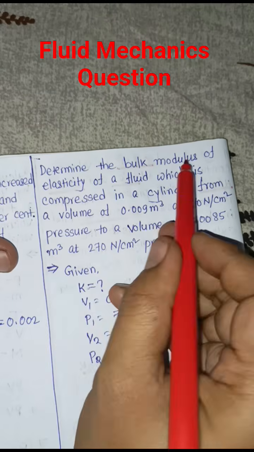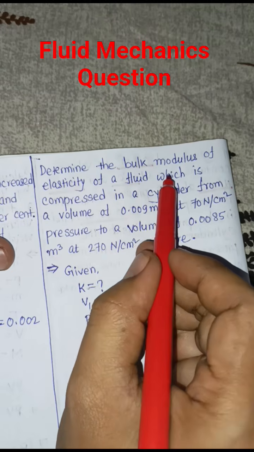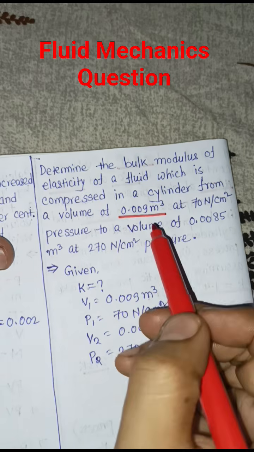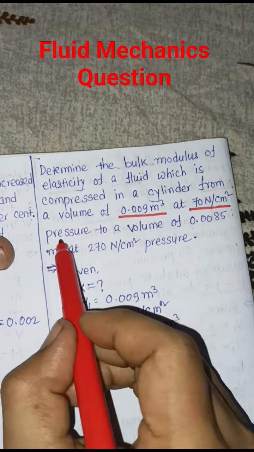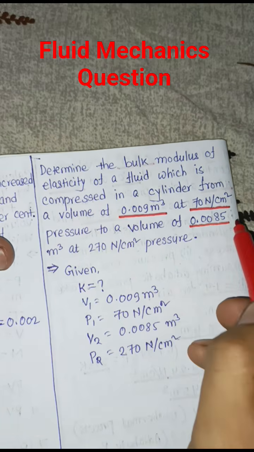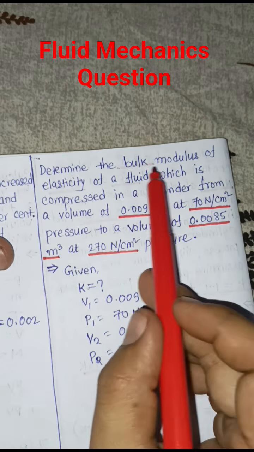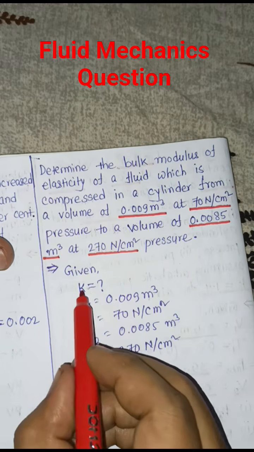Determine the bulk modulus of elasticity of a fluid which is compressed in a cylinder from a volume of 0.009 meter cube at 70 Newton per centimeter square pressure to a volume of 0.0085 meter cube at 270 Newton per centimeter square pressure. So you have to find out the value of bulk modulus. So what is given in this question? You have to find out the value of K.